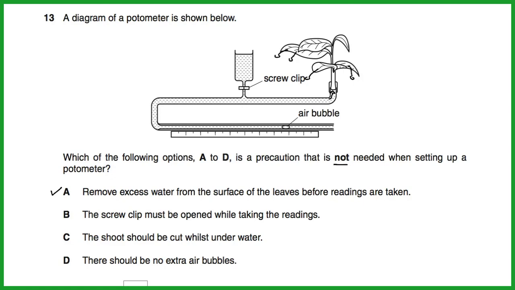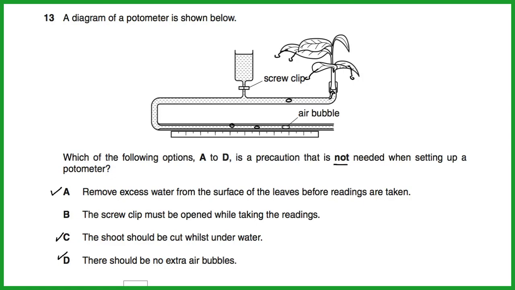The root should be cut underwater. Well, the reason you do that is to prevent air bubbles from entering the xylem. Therefore, if it did, then it would break the continuous flow of water in cohesion tension. There should be no extra air bubbles. That's correct. You don't want any extra air bubbles in here.